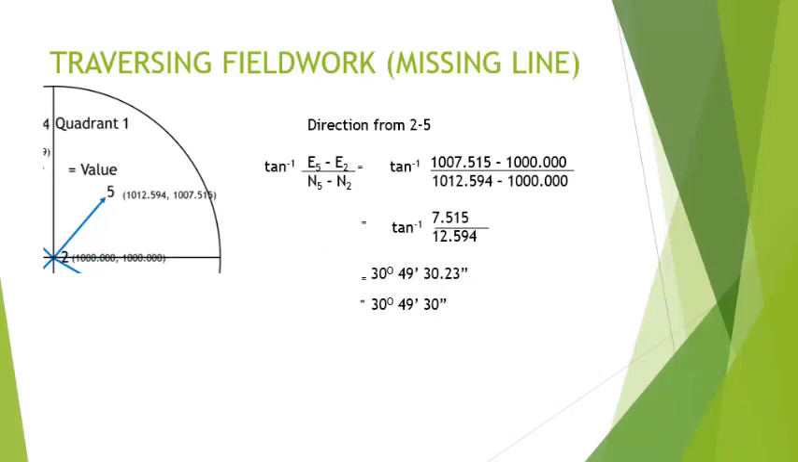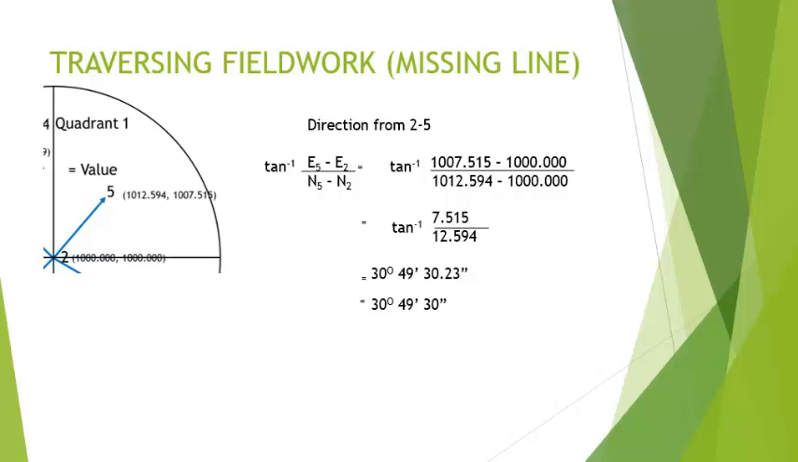Okay, now get your calculator ready. We are going to do some calculations. Of course, you are going to do the calculations. Starting from the first quadrant, the survey station is from station 2 to station 5. The value obtained at the end of this calculation is the value of bearing from station 2 to 5.